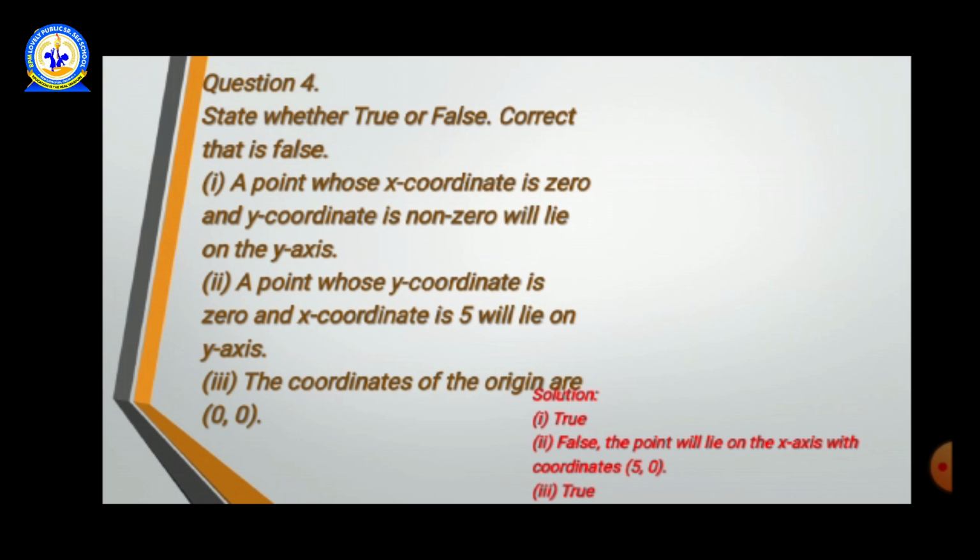For the second: a point whose y coordinate is 0 and x coordinate is 5 will lie on the y-axis. When we plot (5, 0), it will lie on the x-axis. So that's why we said false. The point will lie on the x-axis with coordinates (5, 0). The coordinates of the origin are (0, 0). Yes, it is true, because the point where the x and y axes meet is called the origin, and its coordinates are 0 and 0.